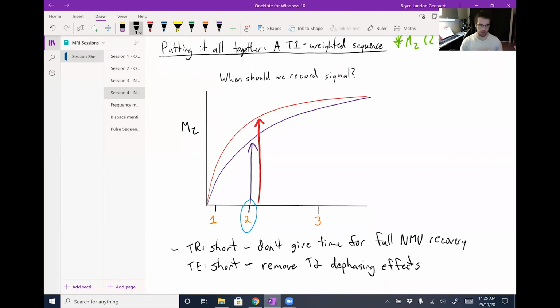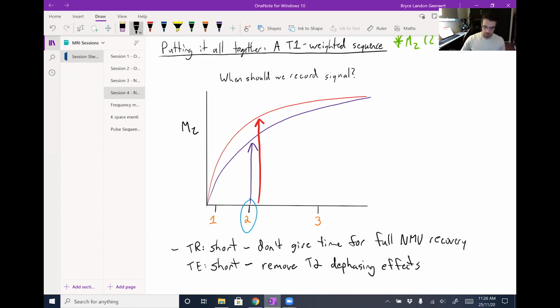So the long TR, long TE for T2, and short TE, short TR for T1, they don't exactly overlap neatly, but it does help to cement a couple concepts in terms of when you would actually be recording signal and why. So generally T1 sequences take longer than T2 because you need to allow time for longitudinal regrowth.